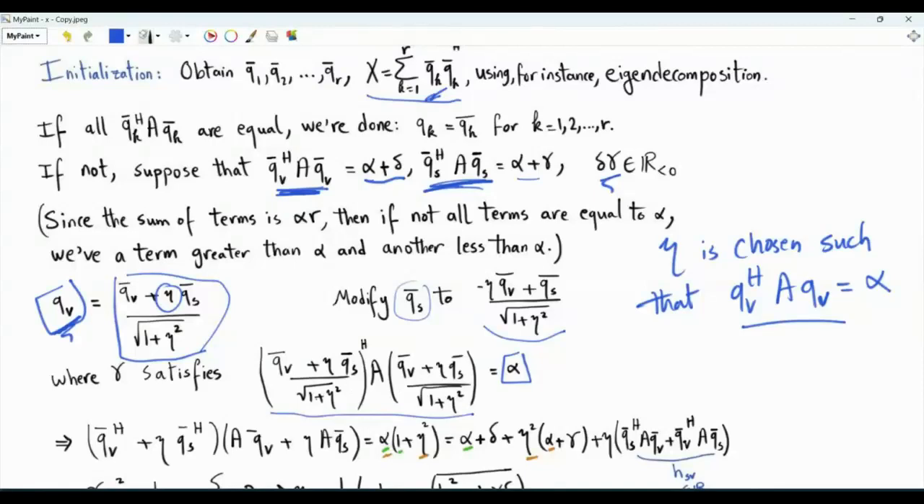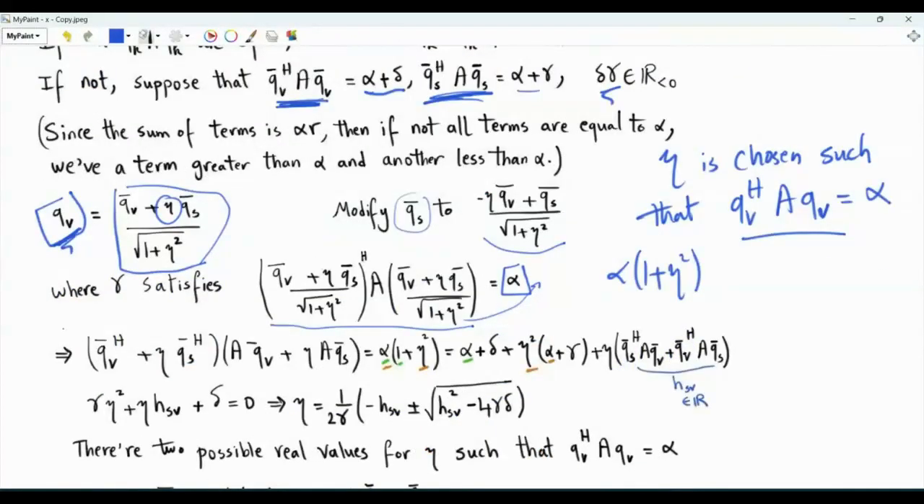We get here a factor 1 over 1 plus eta squared, move it to the other side. So the other side will be alpha times 1 plus eta squared. And then expand this side, it will be 4 terms. We will have Q bar V Hermitian A Q bar V plus eta squared Q bar S Hermitian A Q bar S plus eta, and then we have the cross terms. So this will be Q bar S Hermitian A Q bar V and the complex conjugate.